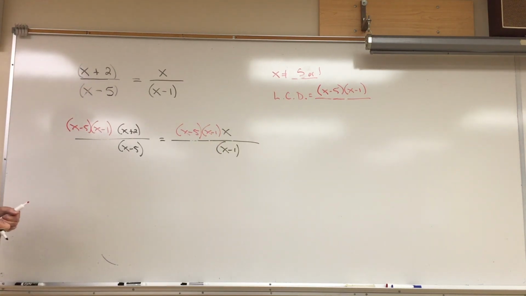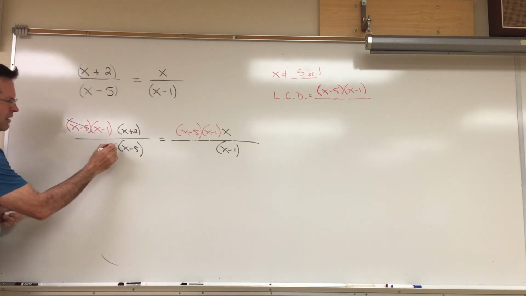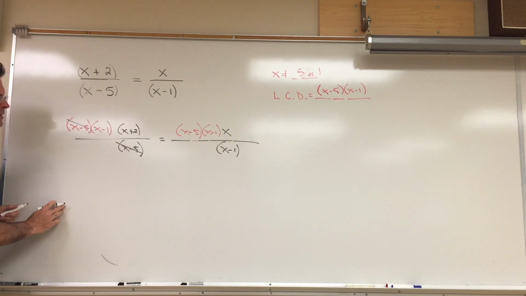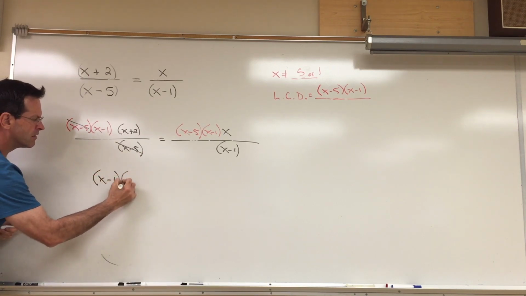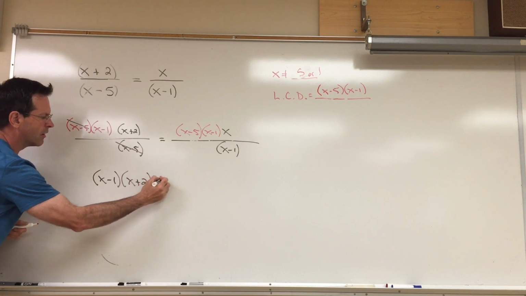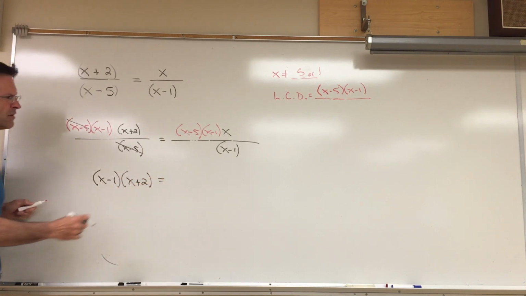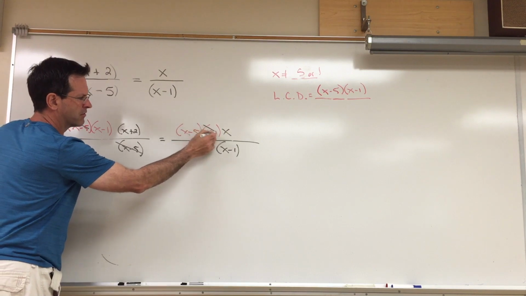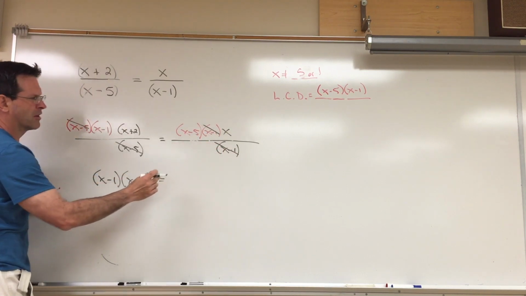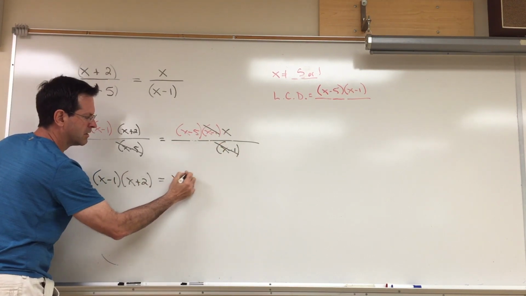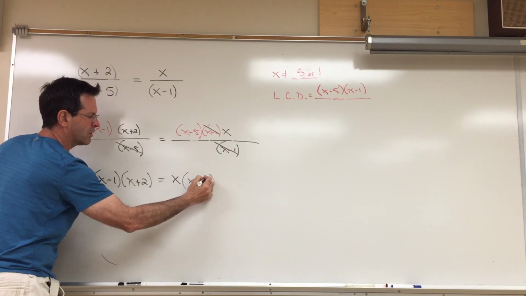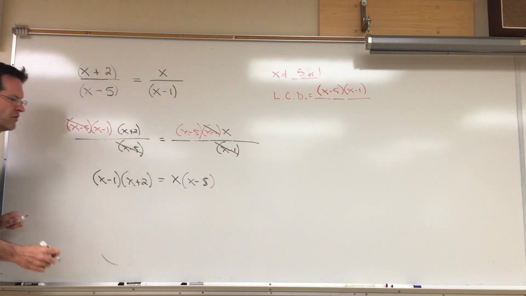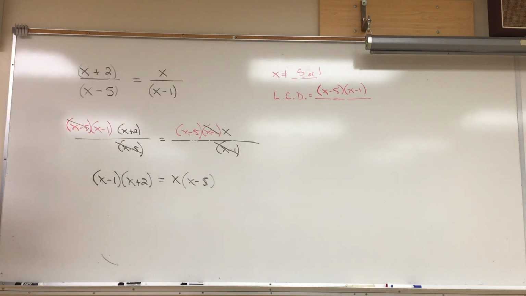Now we'll see if there are any common factors, top and bottom, that we can cancel out. Yeah, we've got an x minus 5 in the top and in the bottom. All that leaves us with is x minus 1 times x plus 2 in the top. And for the other one, we have an x minus 1 in the top and an x minus 1 in the bottom. All that leaves us with is x times x minus 5. We've got a new equation with no fractions in it. Solve the resulting equation.